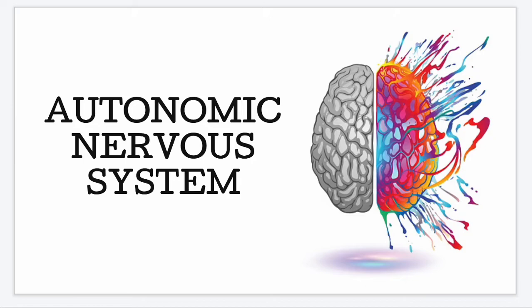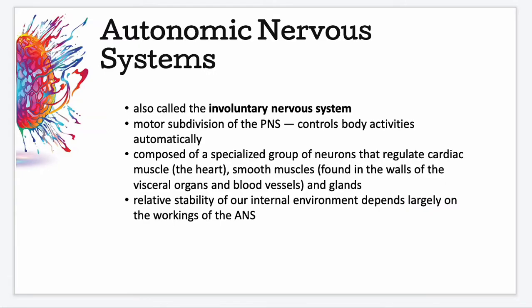Okay, next is your autonomic nervous system. This is also called the involuntary nervous system. It's the motor subdivision of the PNS. This controls body activities automatically. It's composed of a special group of neurons that regulate cardiac muscle, your heart, your smooth muscles found in the walls of visceral and blood organs and glands. The relative stability of our internal environment depends largely on the working of the ANS.